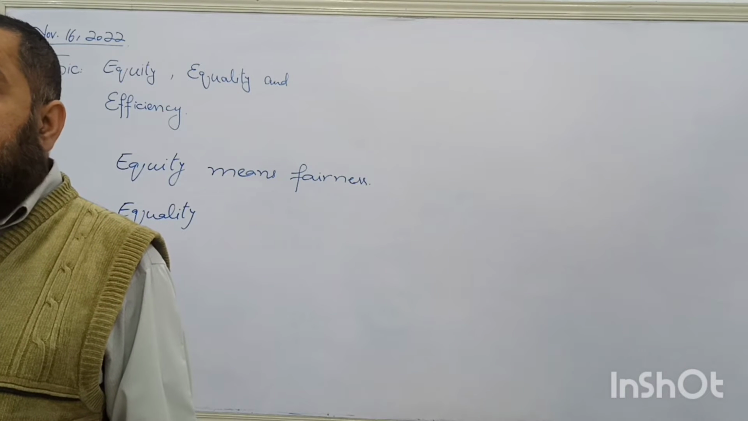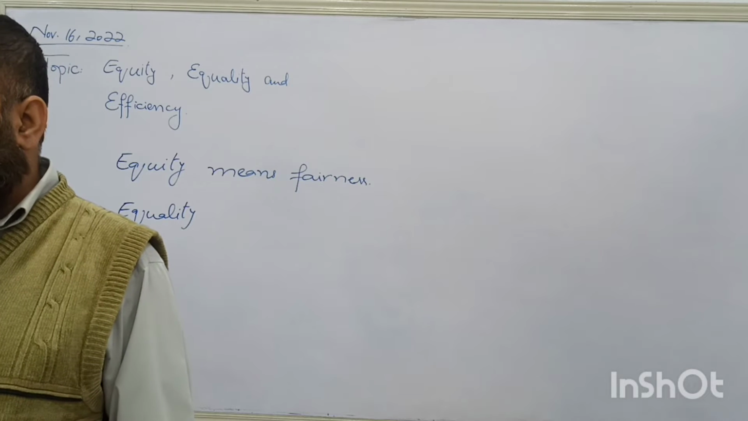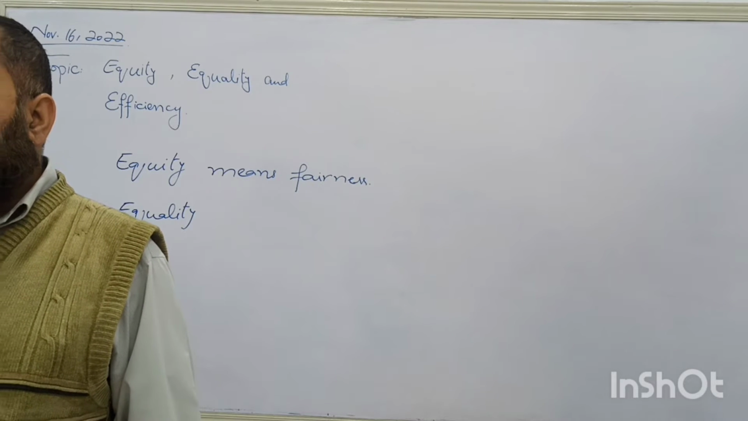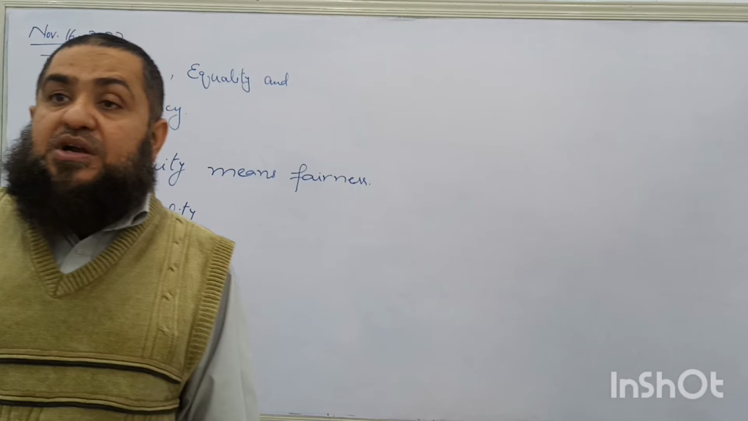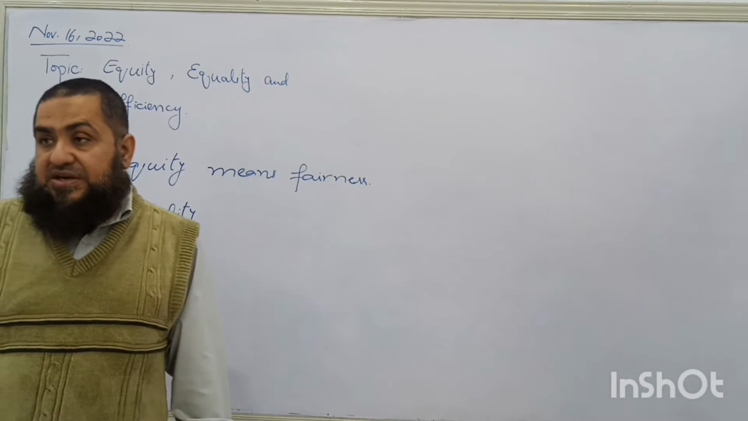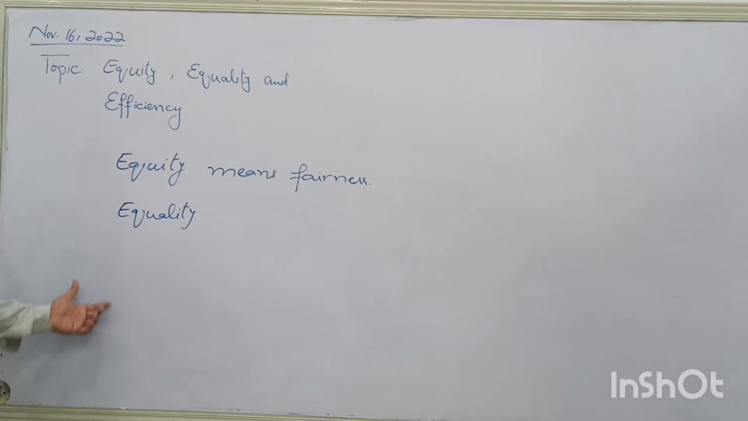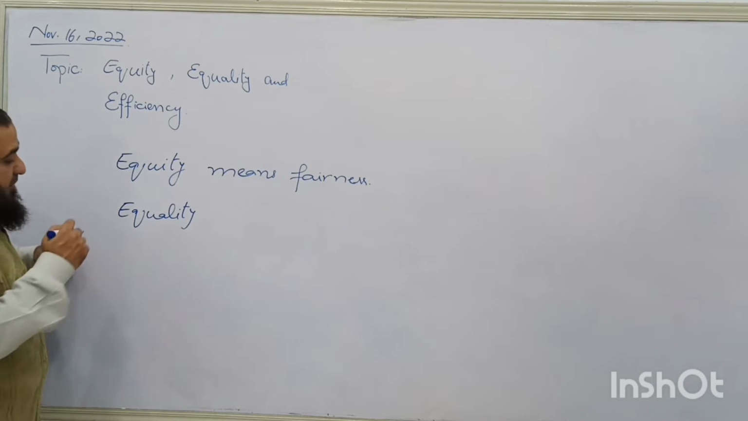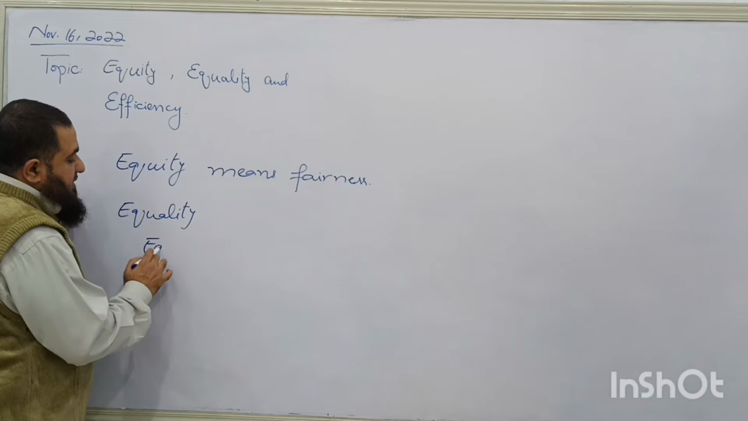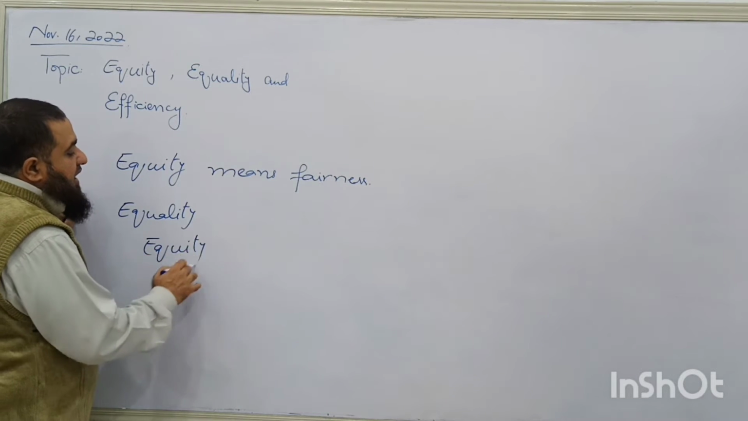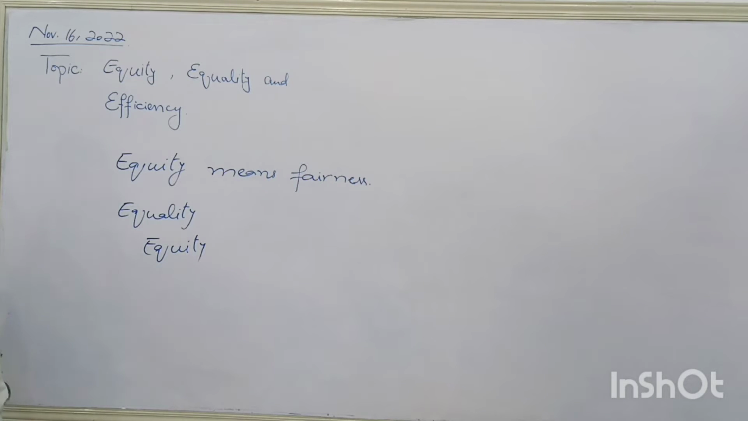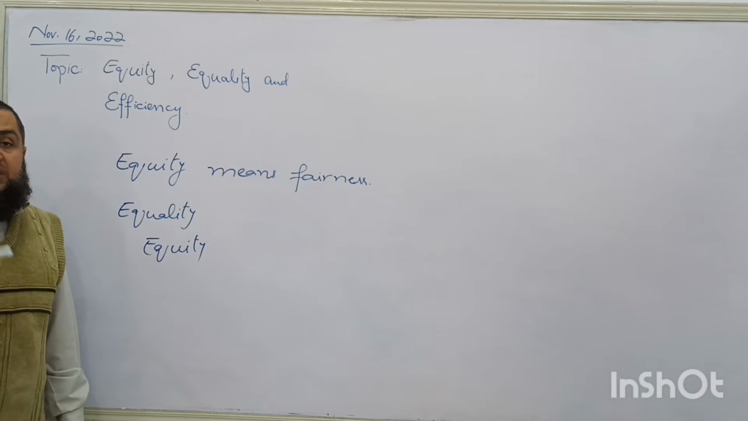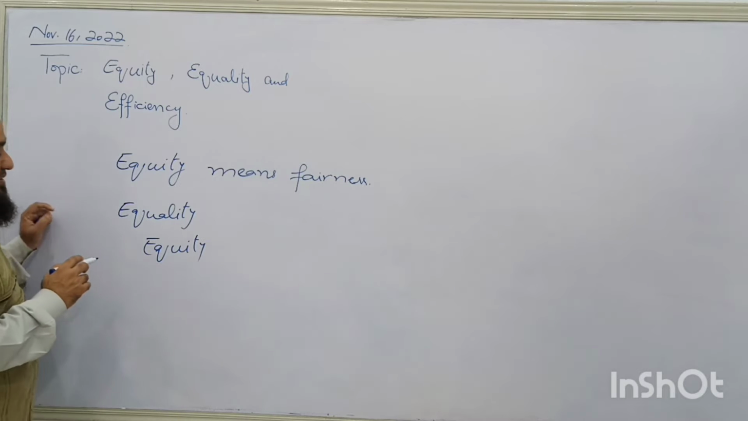These are the countries that have less GDP per capita, and most of their people do not enjoy a decent living standard. Now, what is meant by equity? I said it is called the fair distribution of income. This is the objective of government intervention. Now it has two types.